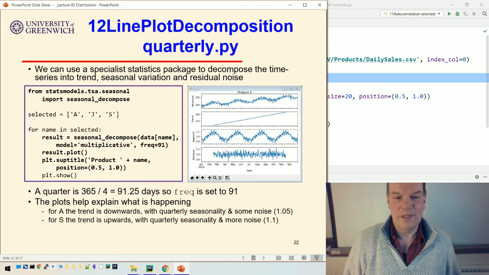The trend is upwards, quarterly seasonality, and more noise in this case. So look at the scale of the residual. That tells you how much noise there is in the data. There's the trend, the quarterly seasonality, and more noise.